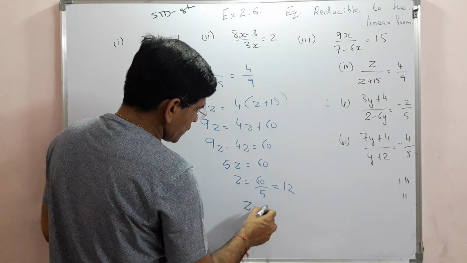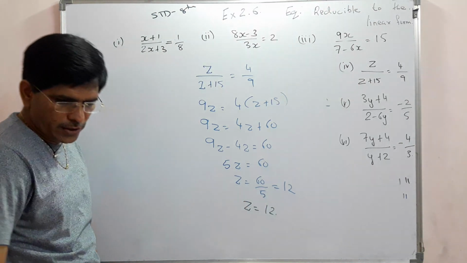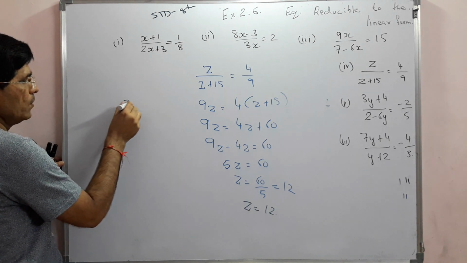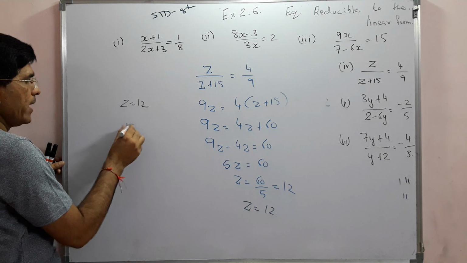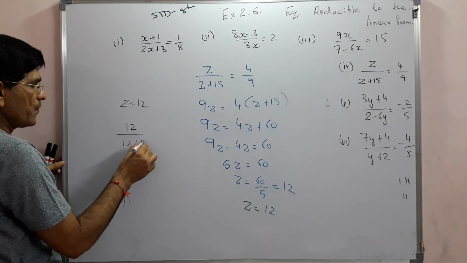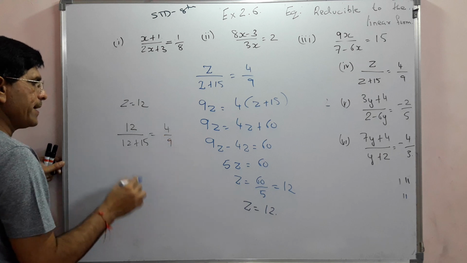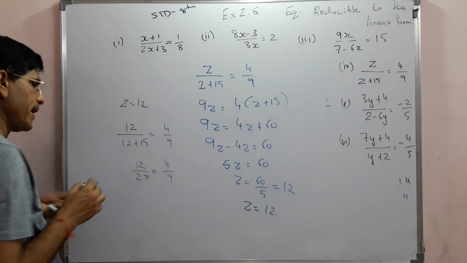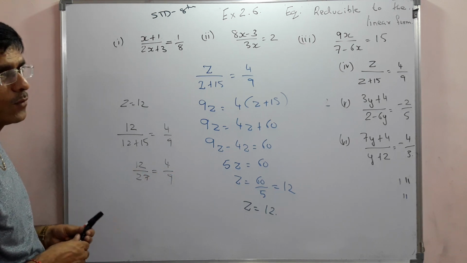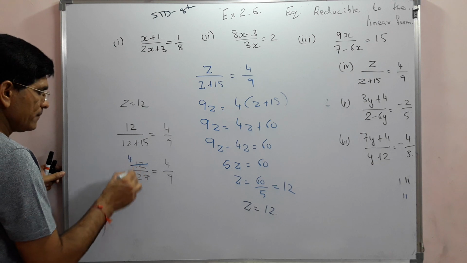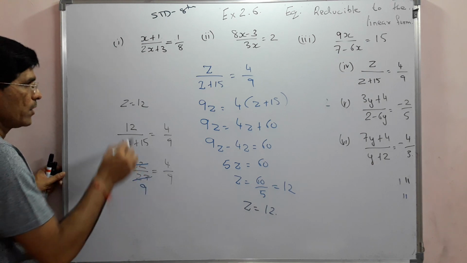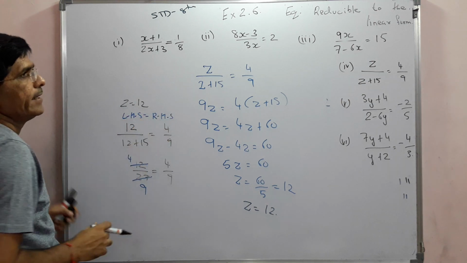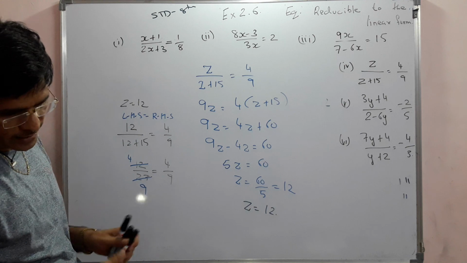Now we can check this value to see whether our answer is correct or not. We can check by putting the value z equal to 12. So if we put the value, 12 upon 12 plus 15 is equal to 4 upon 9. So here 12 upon 27 is equal to 4 upon 9. Now what do we have to cancel? We have to cancel by 3. 3 4s are 12 and 3 9s are 27. So left hand side is equal to right hand side. It means our answer is correct.